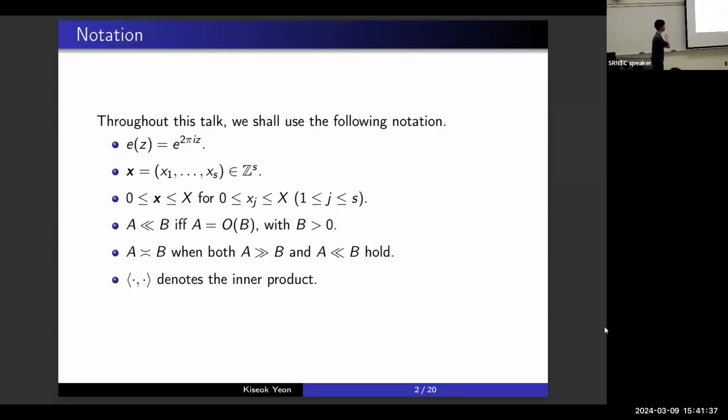Here is the notation we are going to use in this talk. E of z denotes e to the 2 pi i z, and we use bold x for s-dimensional integer vectors. We write bold x is between 0 and X when each coordinate lies in this range. a is less than b means a equals big O of b, and we say a and b are asymptotically the same when both a is less than b and b is less than a hold. We also use the bracket for the inner product.